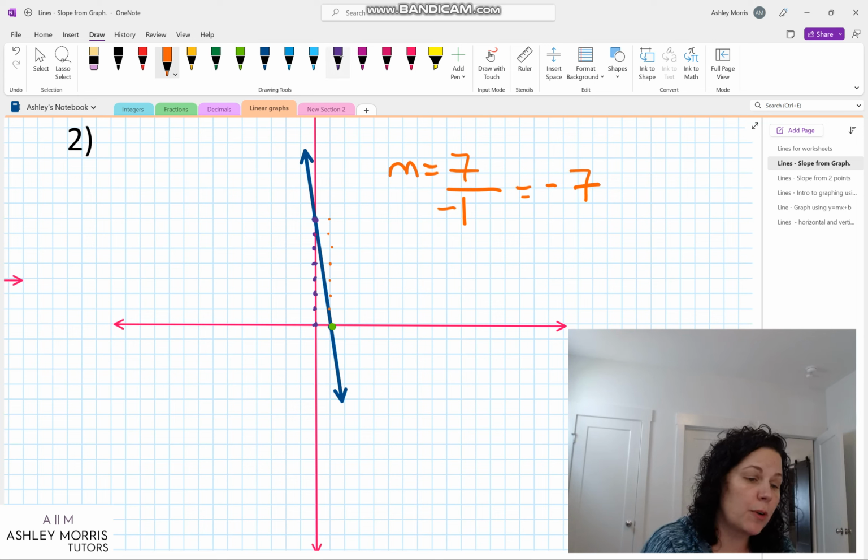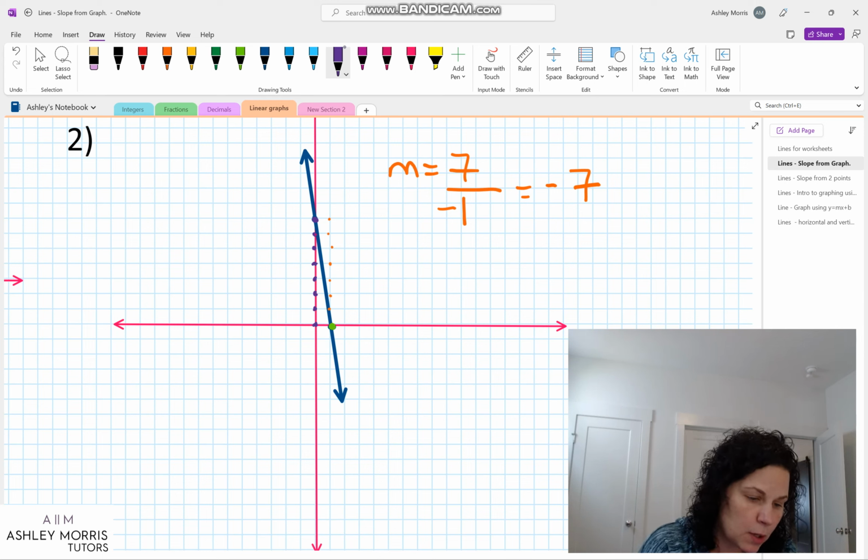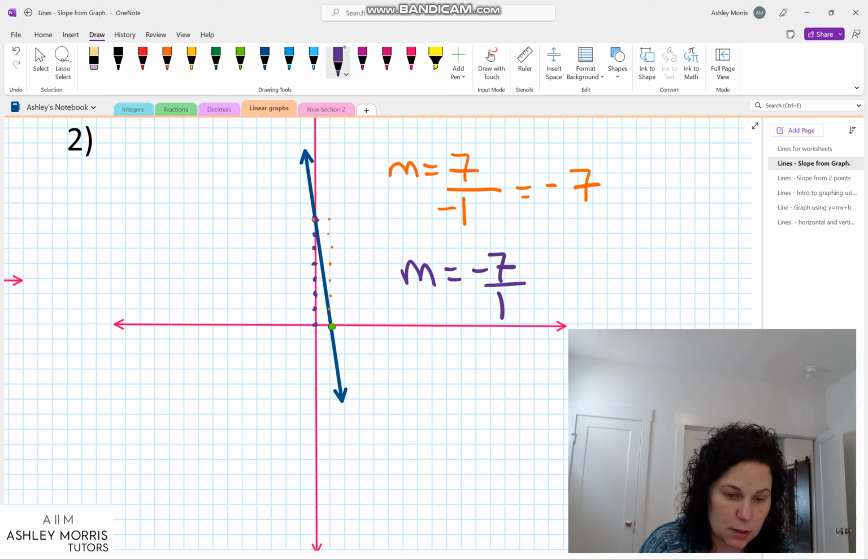And if you want to go from the other direction, like start from the point on top, you can totally do that. We're going to go down 1, 2, 3, 4, 5, 6, 7. So down 7 is negative 7. And over to the right 1 would be positive 1. So we get negative 7 that way too.